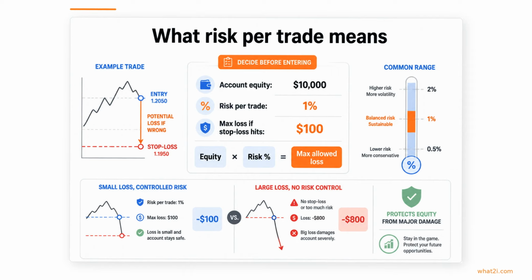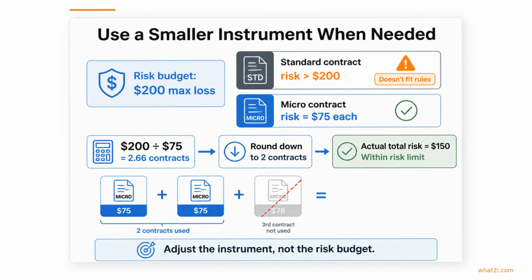If your maximum allowed loss is $200 and a micro contract risks $75, the trade may become possible. 200 divided by 75 gives about 2.66 contracts, and because risk discipline matters, you round down to 2. That leaves actual total risk of $150, which is safely within the limit. This is a powerful idea because it lets smaller accounts participate without pretending they can absorb large unit risk. The discipline stays the same, only the vehicle changes.